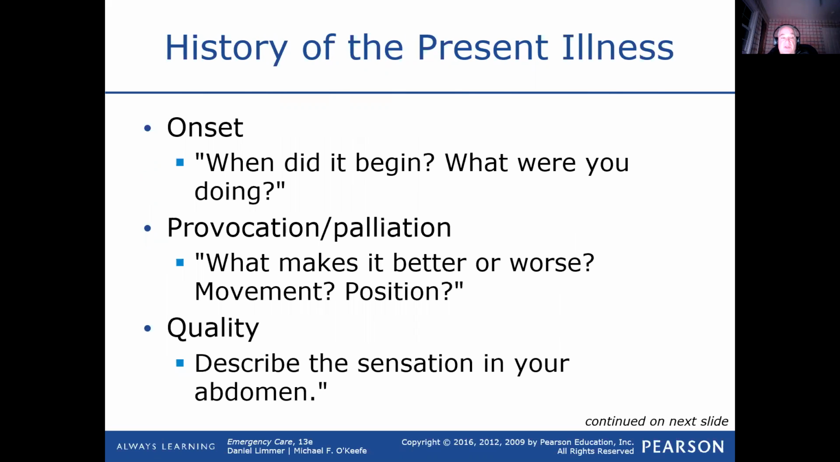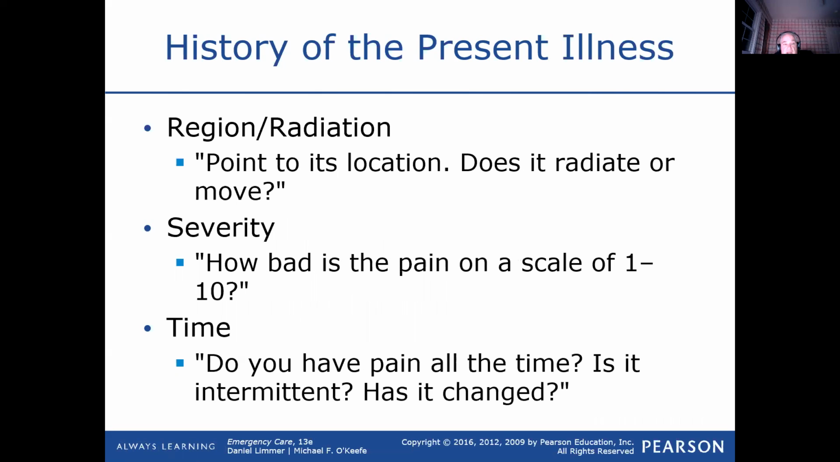Remember your OPQRST as a way of asking the questions to help you. So onset: what were you doing when it happened? Okay, when did it begin? Provocation: does anything make it better or worse? Palliation is making it better, relieving the pain. Okay, quality: can you describe it? Again, on the test, it's going to be the tearing pain question of the abdominal aortic aneurysm. Okay, region: show me where it hurts. Does it travel anyplace else?